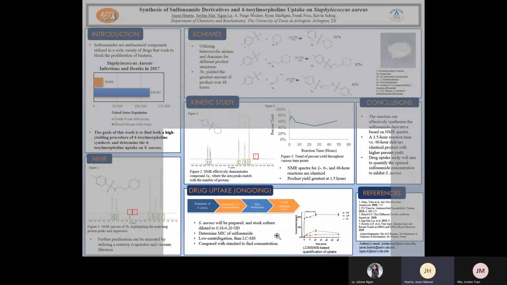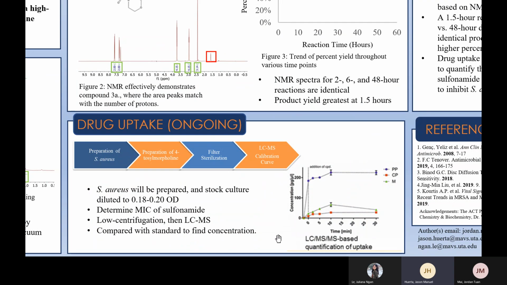So our third goal of this study is to determine the 4-tosylmorpholine uptake in Staph aureus. In order to do so, first of all, we will prepare a stock culture of our bacteria and have our synthesized drug ready. Then after we expose the bacteria to the drug, we will filter sterilize the mixture, and then eventually LCMS, which is liquid chromatography mass spectrometry, will be used to quantify the concentration of the remaining drug after exposure to the bacteria.